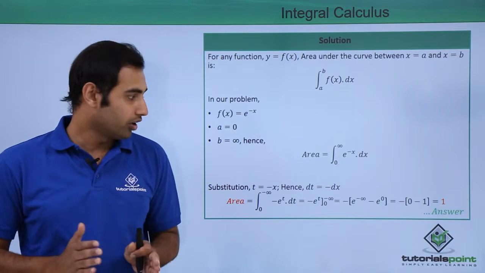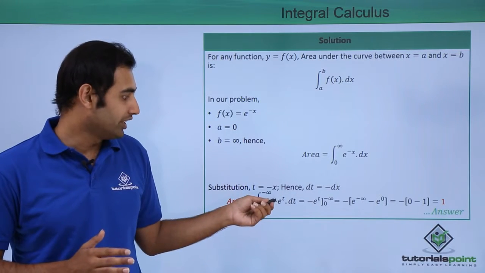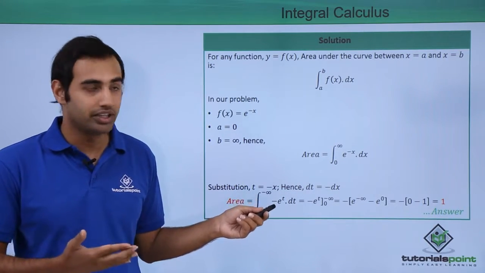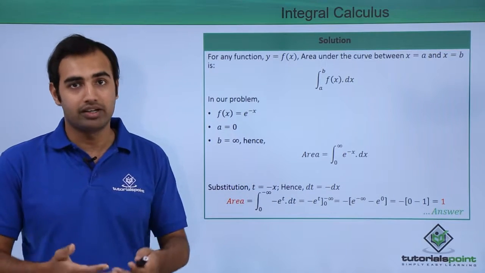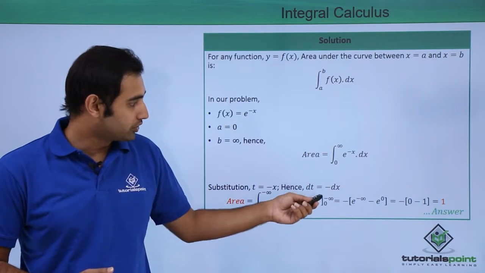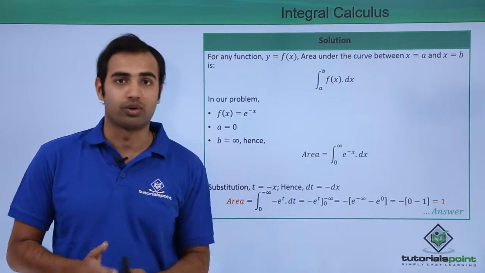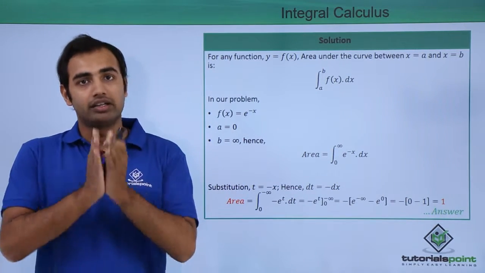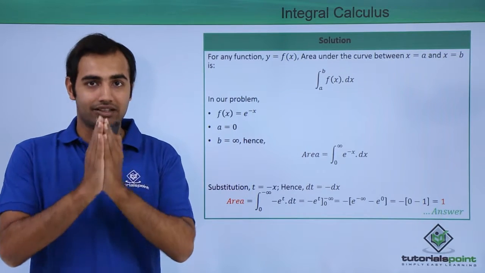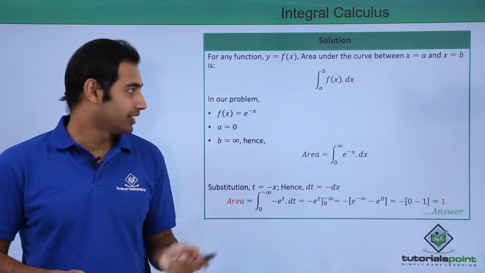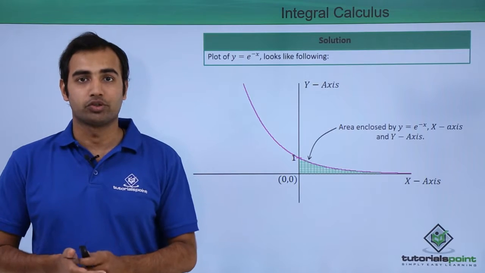Once you have understood all of this, we know the formula for the integral of e raised to power t with respect to t, which will simply come out to be e raised to power t itself. And once we put the limits on it, the final answer we obtain is minus of 0 minus 1, which is 1. So, the area bounded by e raised to power minus x, the x-axis and the y-axis, the entire area shaded in green over here, comes out to be 1.